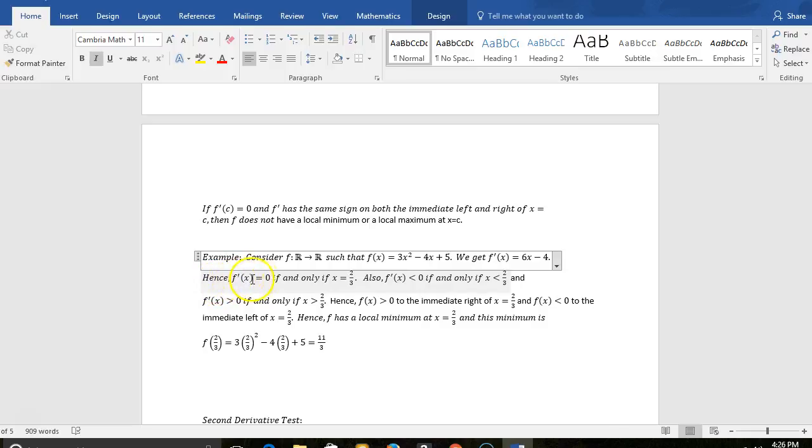Hence, f prime of x equals 0. We get f prime of x equals 6x minus 4, but we know that 6x minus 4 equals 0 if and only if x equals 2/3. So 2/3 is the location of our local minimum, which also happens to be our absolute minimum, by the way.